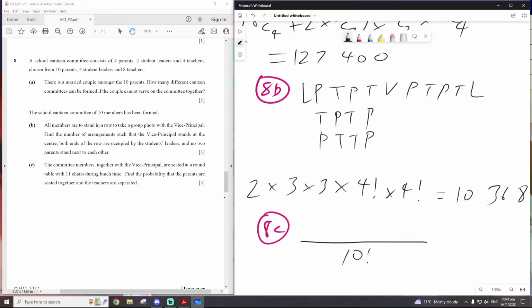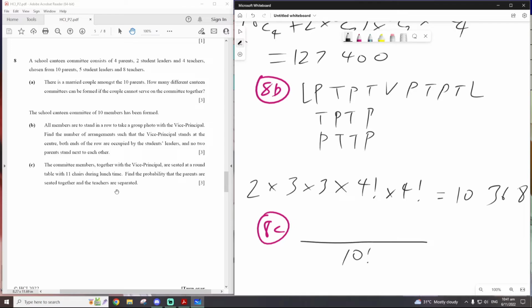By the way, I don't know if your tutors have told you this. If you consider objects to be identical, then you cannot account for repetition in a circle. It is very difficult to count permutations and combinations in a circle if you consider identical objects. It's not in the H2 Math syllabus.